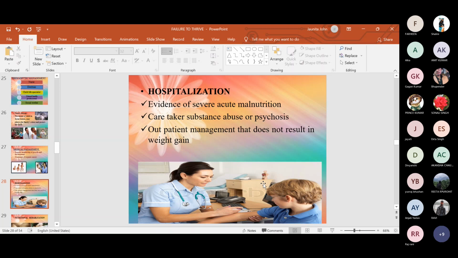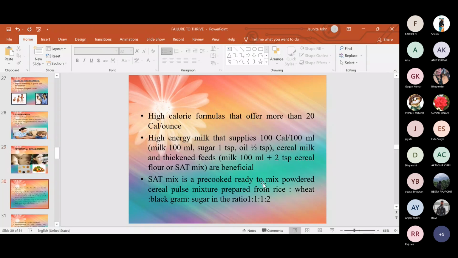Then nutritional rehabilitation. In nutritional rehabilitation, we have something like high calorie formulas that offer more than 20 calories per ounce. If you talk about an ounce, 1 ounce will be equal to 218 kilocalories, you can say. So 200 kilocalories per 1 ounce, if I am saying, that will be 0.914 ounce. You just have to remember this, or else you can simply write high calorie formulas that offer more than 20 calories or kilocalories per ounce.